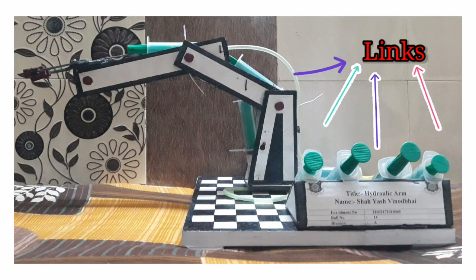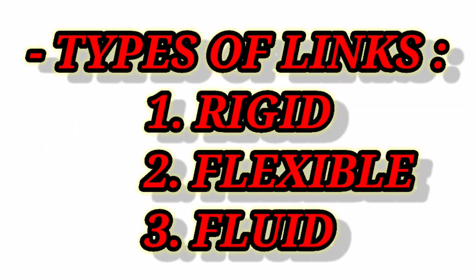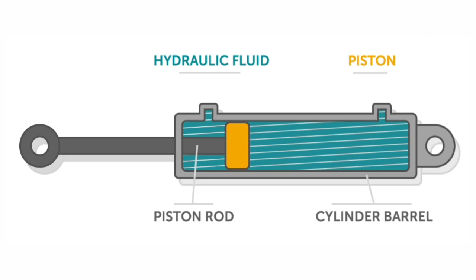Let's concentrate on the types of links. There are 3 types of links: rigid, flexible, and fluid. Here, the hydraulic fluid is used as a link.